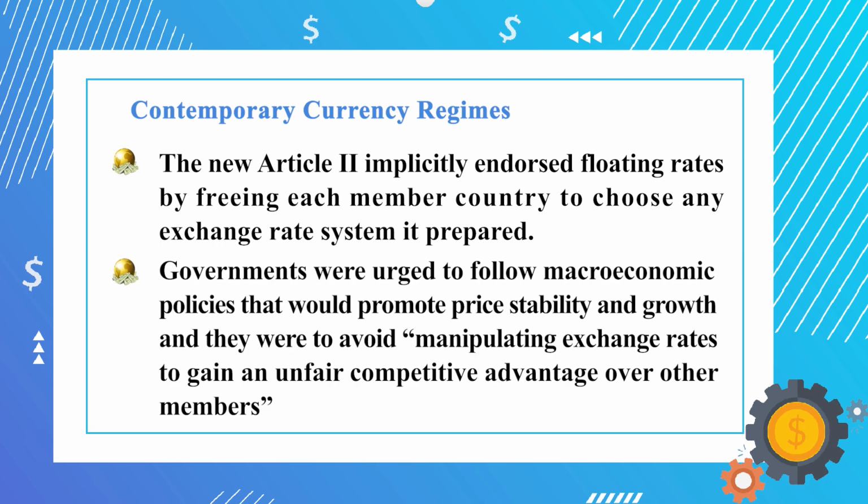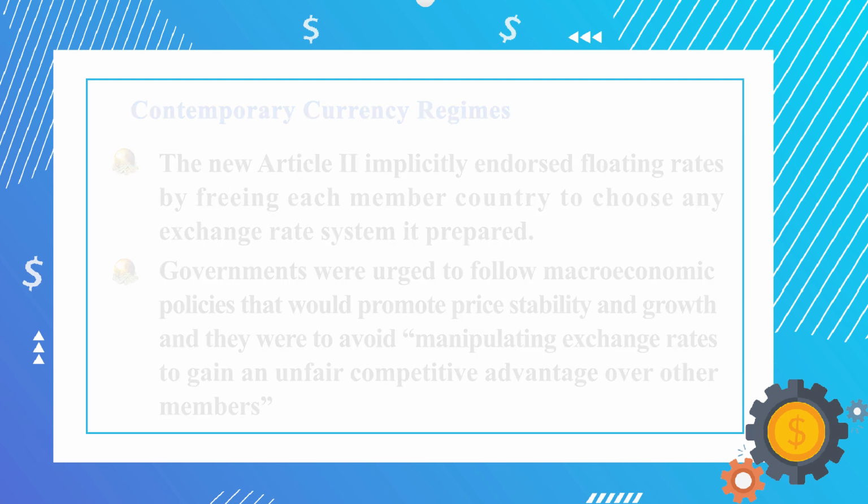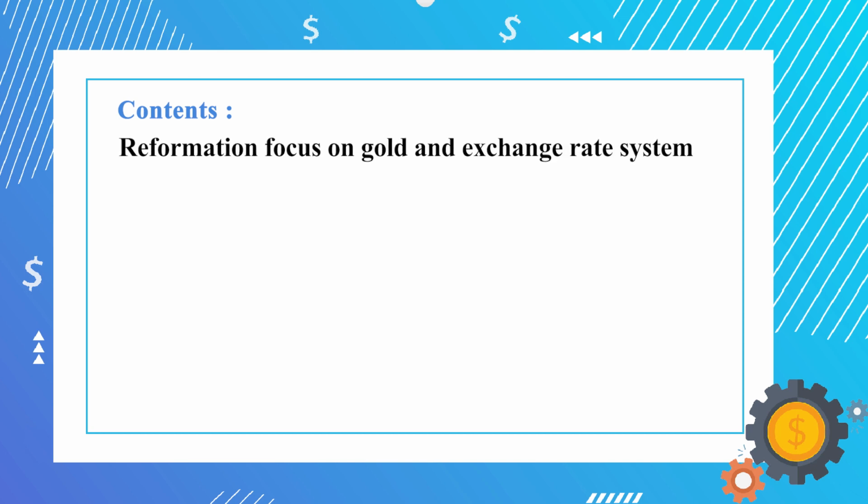Governments were urged to follow macroeconomic policies that would promote price stability and growth, and to avoid manipulating exchange rates to gain an unfair competitive advantage over other members. The content of the Jamaica system is, in fact, a reformation edition of the Bretton Woods system. Reformation focused on gold and the exchange rate system. The first legitimized the floating exchange rate.